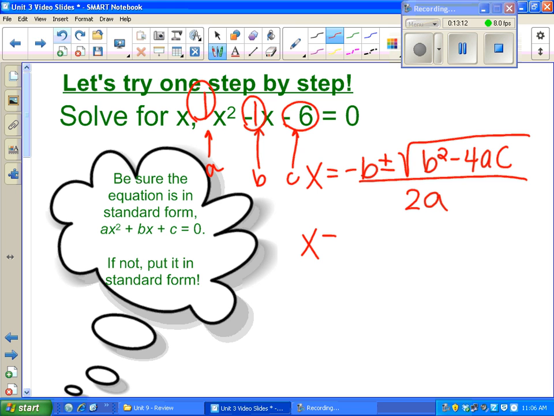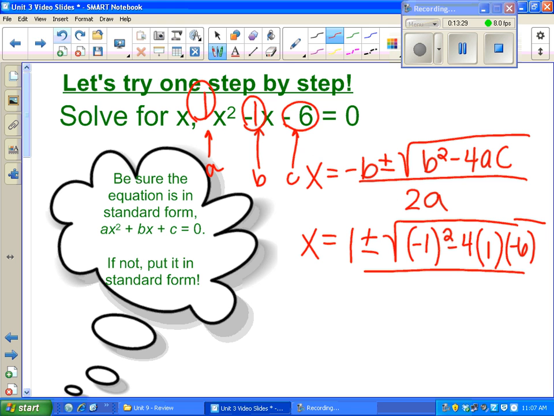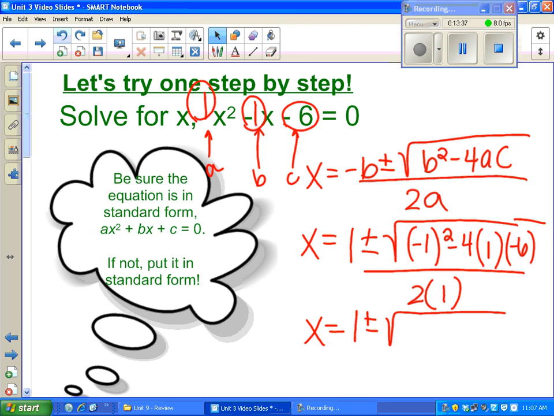So let's substitute in. x equals negative b. So that will be the opposite of b. So instead of negative 1, we'll do 1 plus or minus the square root of b squared, so negative 1 squared, minus 4 times a, which is 1, times c, which is negative 6, over 2 times a, which we said is 1. So now you simplify. So I have 1 plus or minus the square root. Let's simplify in these parentheses here. So negative 1 squared is a positive 1, minus 4 times negative 6, all over 2.